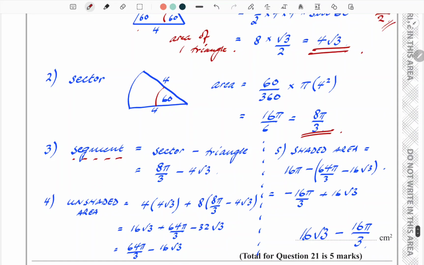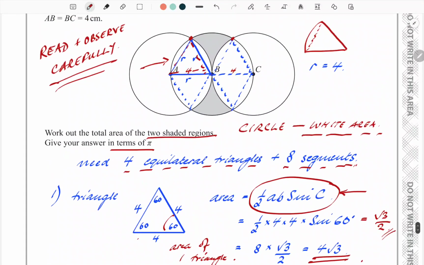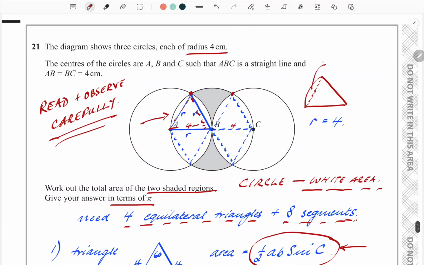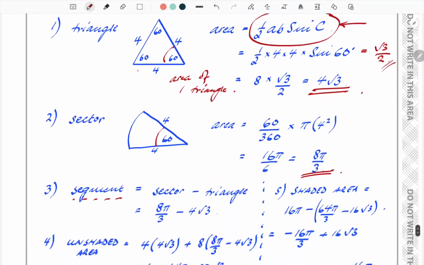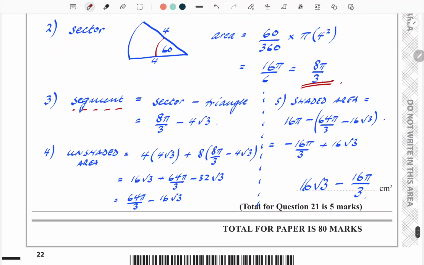So next step, the segment. Let me just remind you what I mean by the segment. That is the segment. So the segment is a sector minus a triangle that I've already found. So the sector we know is 8 pi over 3 minus a triangle 4 root 3. So there's my segment. And I'm going to leave it like that because you can't really simplify it any further.